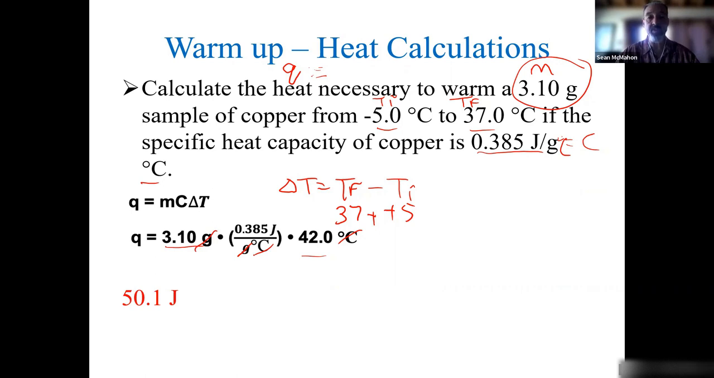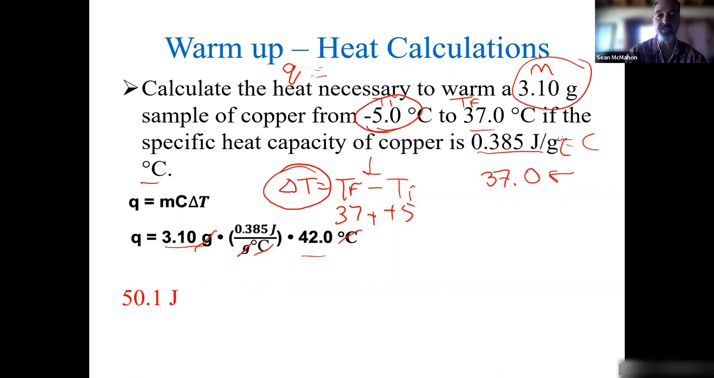joules. The reason why there are 3 sig figs is, a lot of times students get confused because they see the 5 and they think, hey, that's only 2 sig figs. But remember with the delta T, because it's a subtraction, we follow a different rule. We're going 37.0, which is to the tenths, minus 5.0, which is to the tenths. So I'm actually adding these because it's minus a negative.